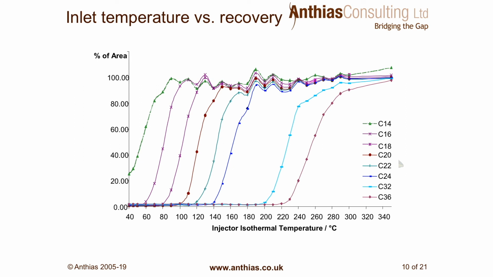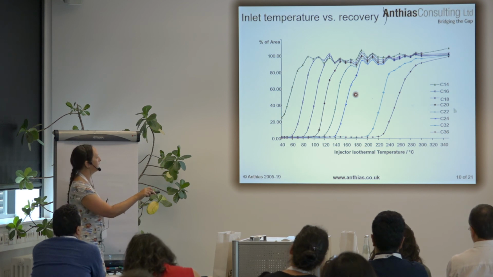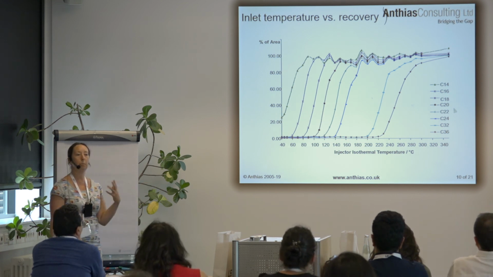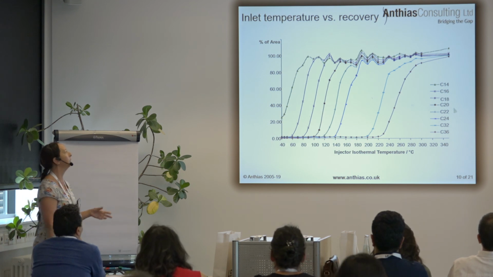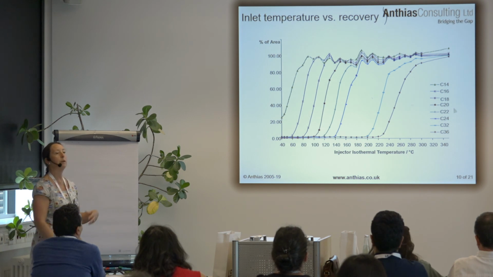But what we looked at is basically the effective temperature of when our compounds came out of the inlet liner. Now, as we can see just here, let's get a little spot. This is the injector temperature that has been set, and that's a fixed temperature. And then we've got basically the 100% of the area where everything was transferred.